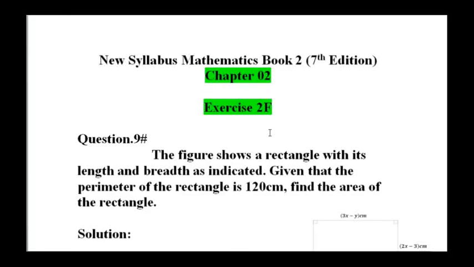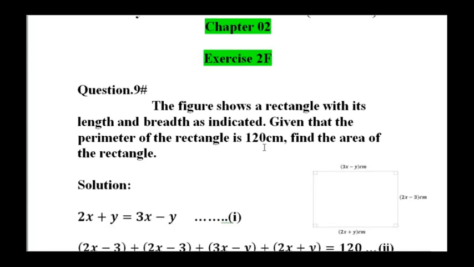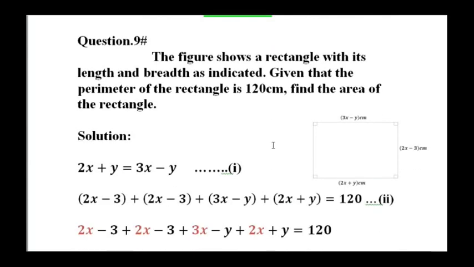In this video, we will be solving questions 9, 10, 11, and 12 from the New Syllabus Mathematics Book 2, 7th edition, chapter number 2, exercise 2F. Question number 9. The figure shows a rectangle with its length and breadth as indicated. Given that the perimeter of the rectangle is 120 centimeter, find the area of the rectangle.